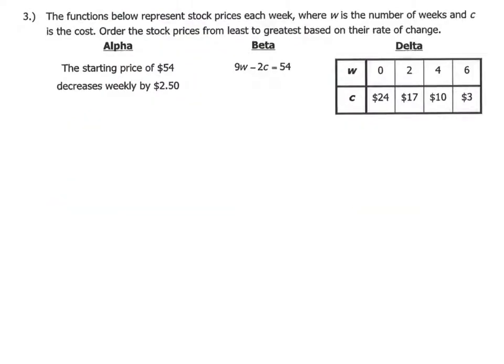And the functions below represent stock prices each week, where W is the number of weeks and C is the cost. Order the stock prices from least to greatest based on their rate of change. So we're going to start with alpha. Alpha says that C is the cost, so our overall cost. And per week, it decreases by 2.50, and they start with 54.